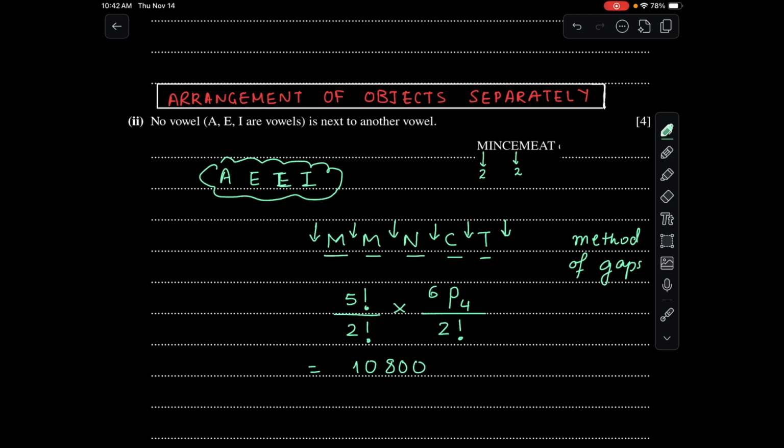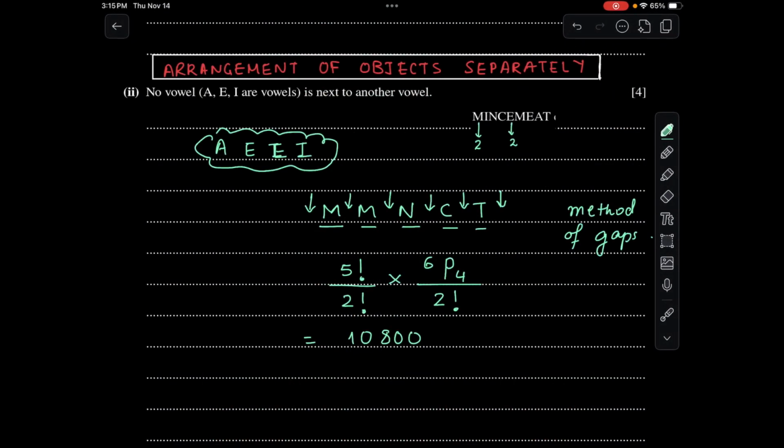Alright, so this is arrangement of objects separately. You have to remember that the method of gaps can only be used if the objects or the vowels or whatever it is, they are separated, means not together.